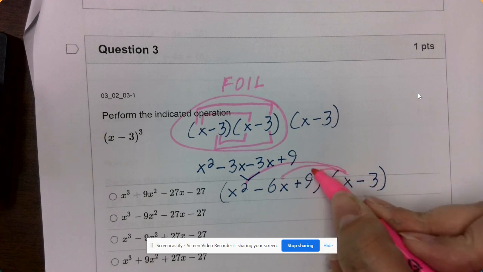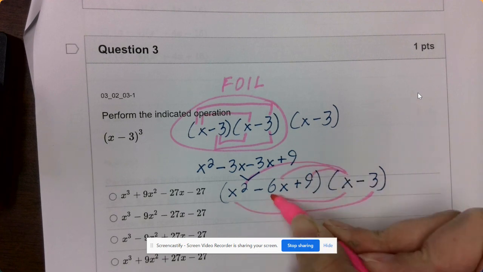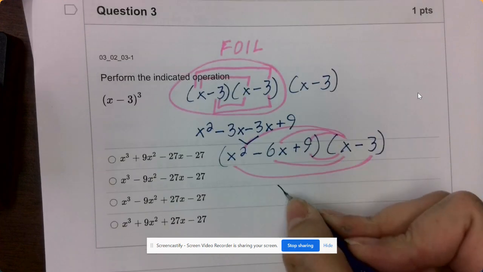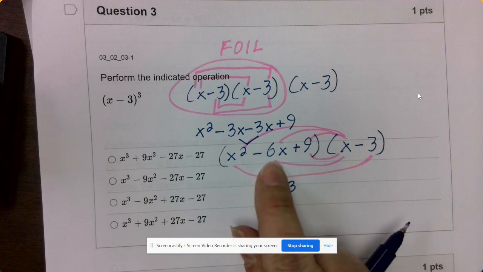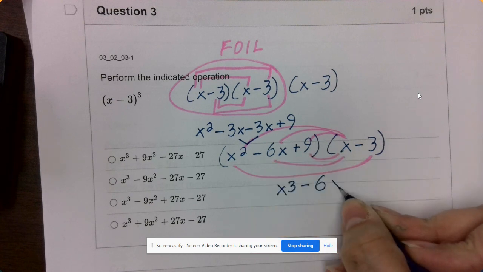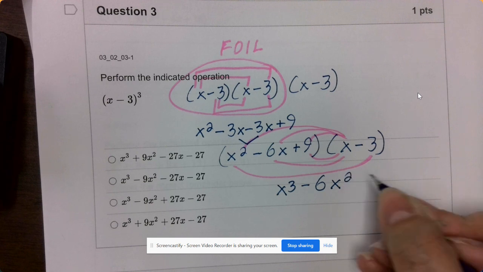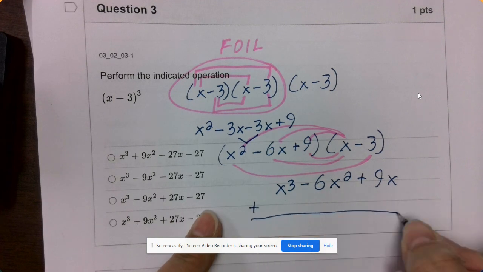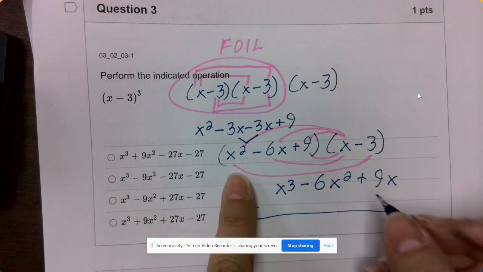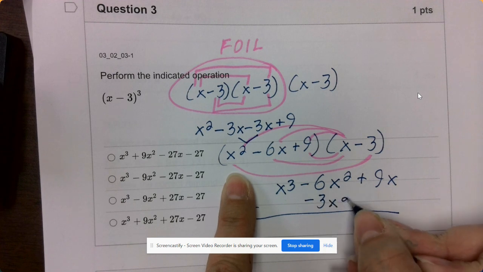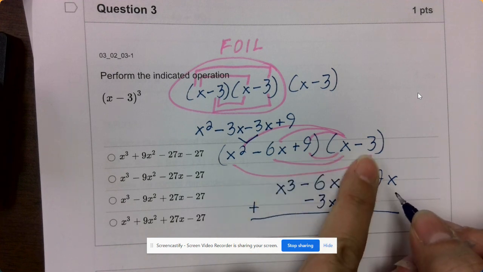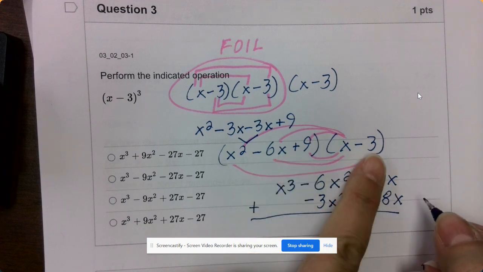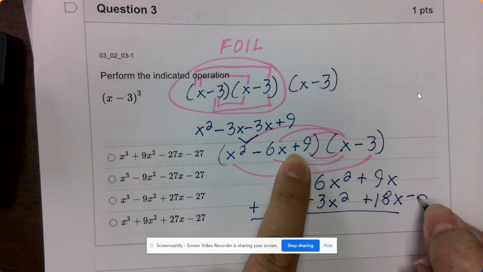Just like we did before, everybody, we have to multiply them by all of them. X times x squared is going to be x cubed. X times negative 6x is going to be negative 6x squared. X times 9 is going to give us 9x plus, and then we're going to do negative 3 times x, so negative 3x squared. Negative 3 times negative 6x is going to give us plus 18x. Negative 3 times 9 is going to give us negative 27.